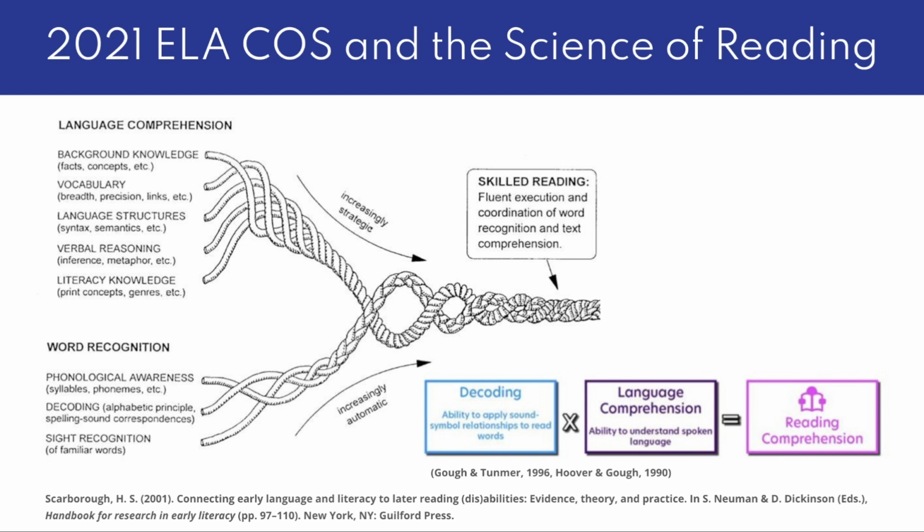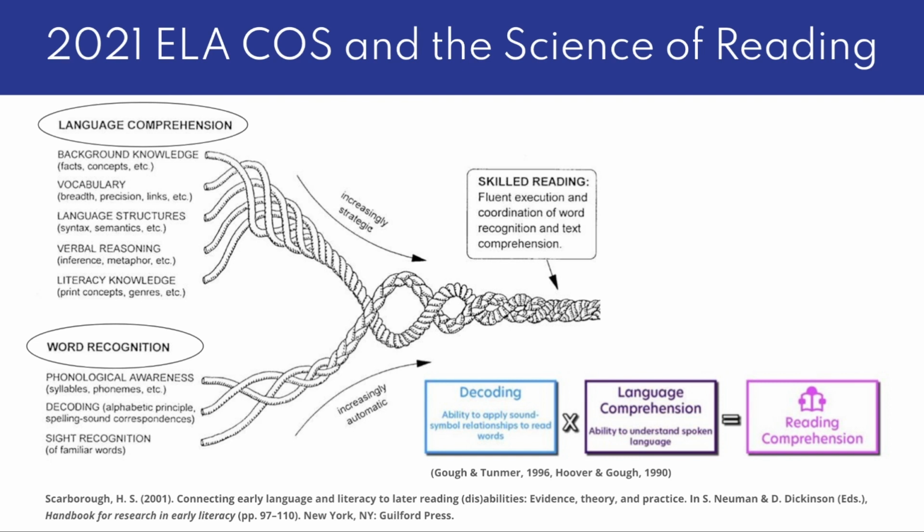Scarborough's reading rope, as seen on the screen, consists of upper and lower strands. Word recognition, the lower strand, consists of phonological awareness, decoding, and sight recognition. All work together as the reader becomes fluent and increasingly automatic with repetition and practice.